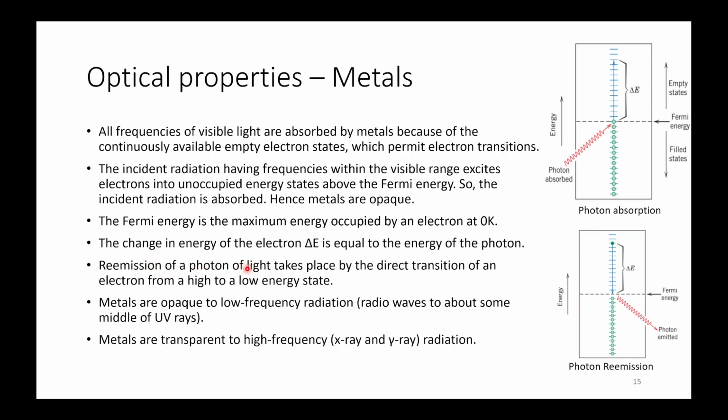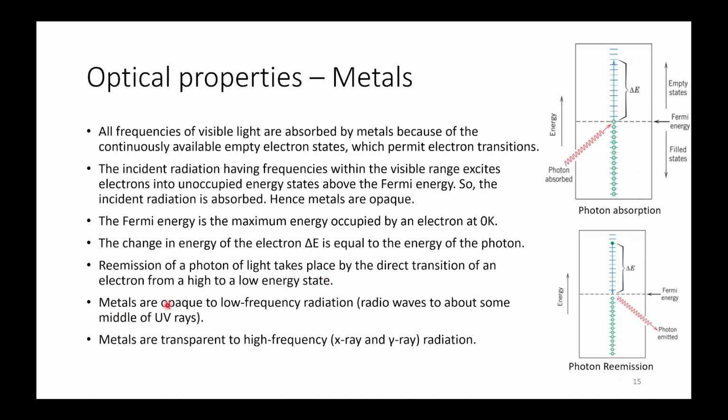Re-emission of a photon. When these electrons get excited, they come back to the ground state and emit some radiation. The change in energy of the electron is equal to the energy of the photon, and the re-emission of a photon of light takes place by a direct transition of an electron from a high to a low energy state.